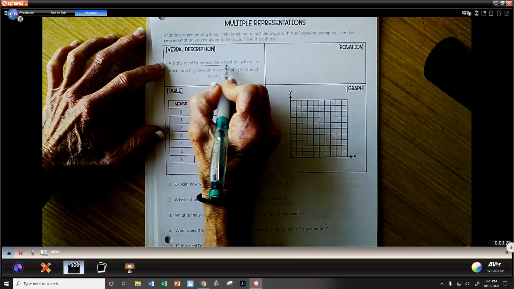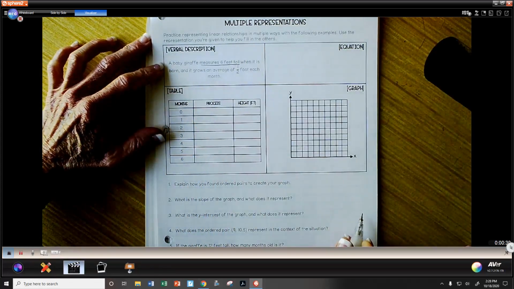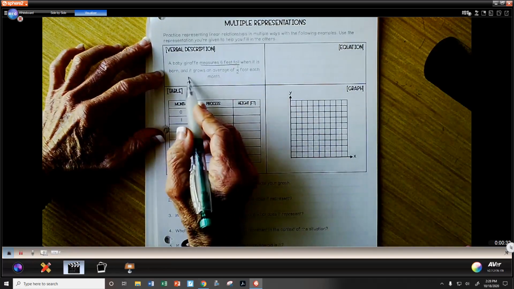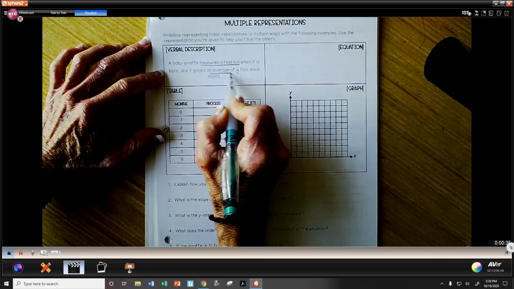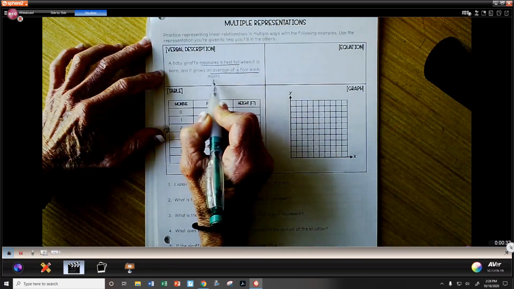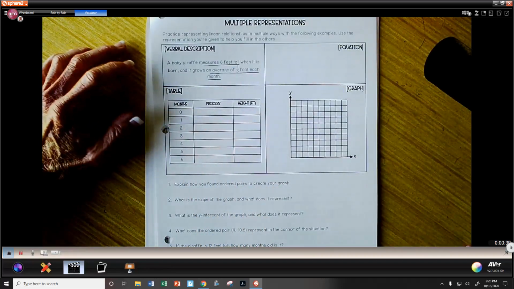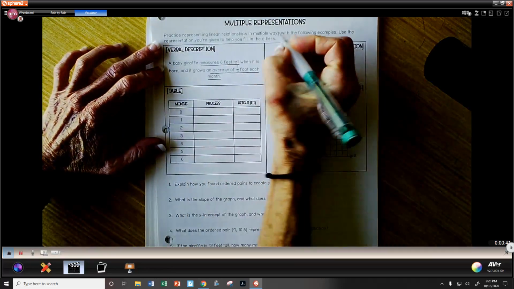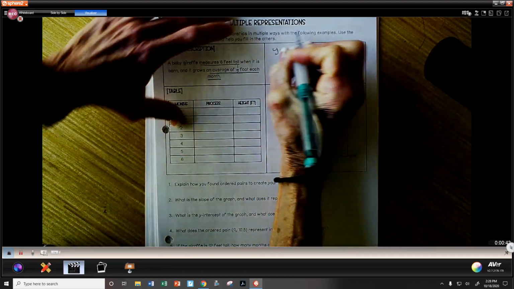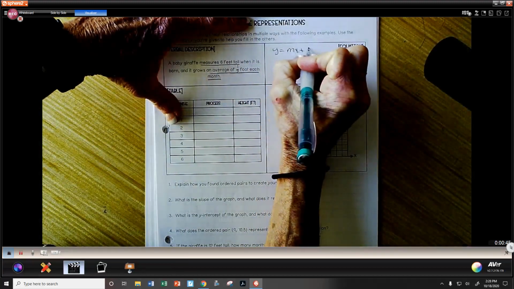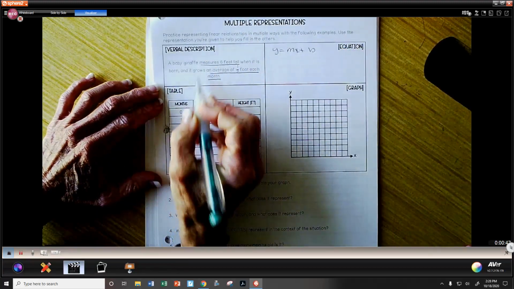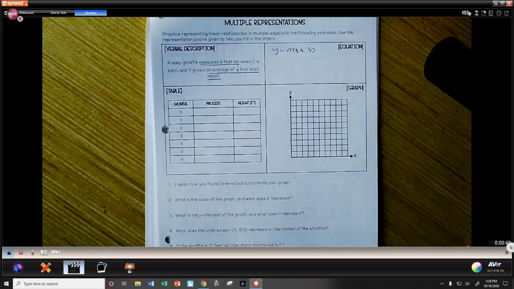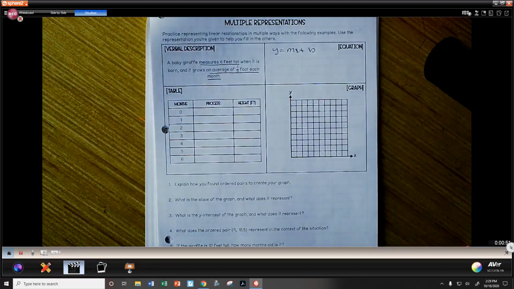So I always underline what's important. When it is born, and it grows at a half a foot each month. Okay, so remember we need our equation, y equals mx plus b. So I need to figure out what my m is. What is my slope? I need to figure out what is my y-intercept.